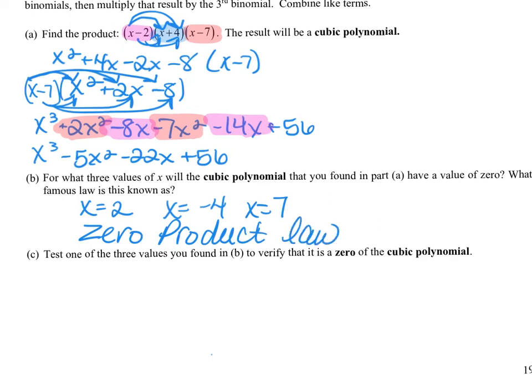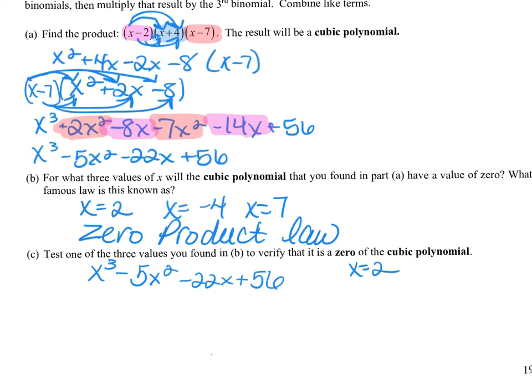And the last question says, test one of these three values you found in B to verify it is a 0 of the cubic polynomial. So I'm going to take my cubic polynomial right there, and I'm going to rewrite it. And I'm going to use x equals 2. It's the smallest, most positive number. It's easier to work with.